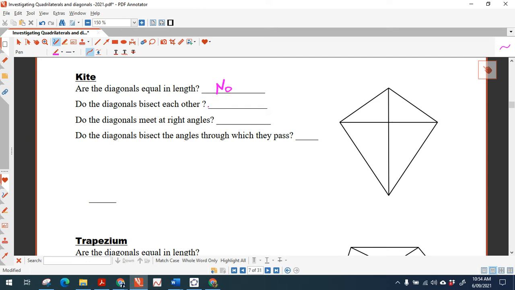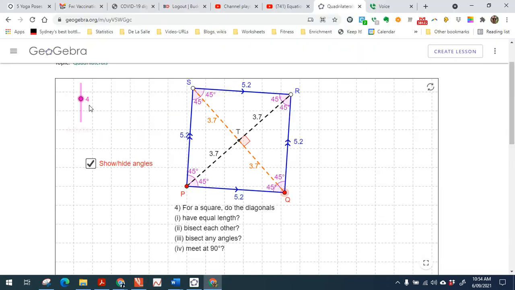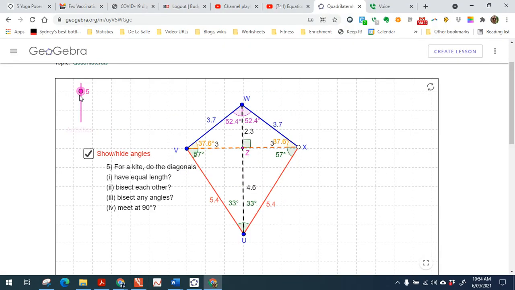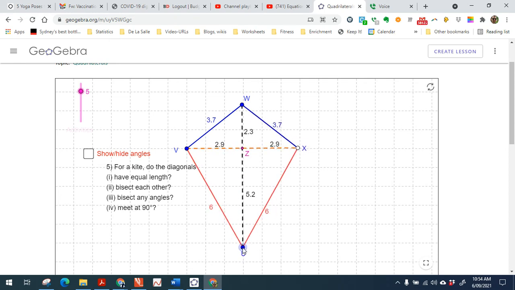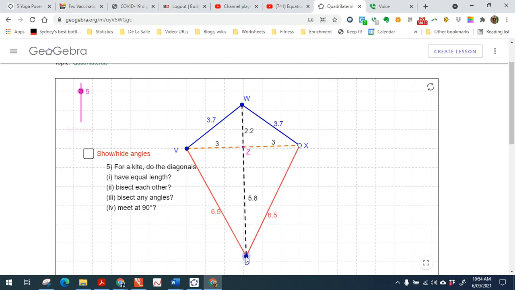Okay. Now, do the diagonals bisect each other? Well, let's have a look. If I go to the picture, let's go up to number 5 here and untick the angles. Now, you can see that 2.3 and 4.6 are different. So no matter what I do there, those two lengths are not going to be the same necessarily. I could make them the same, actually. I could force them to be the same, but they won't always be the same.